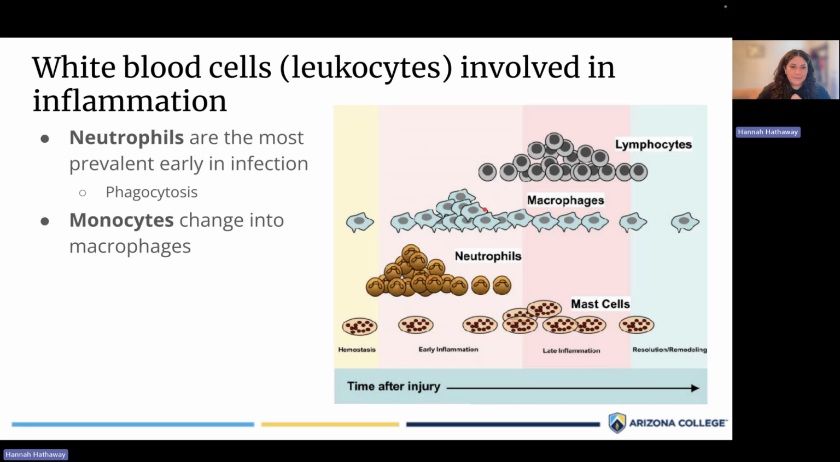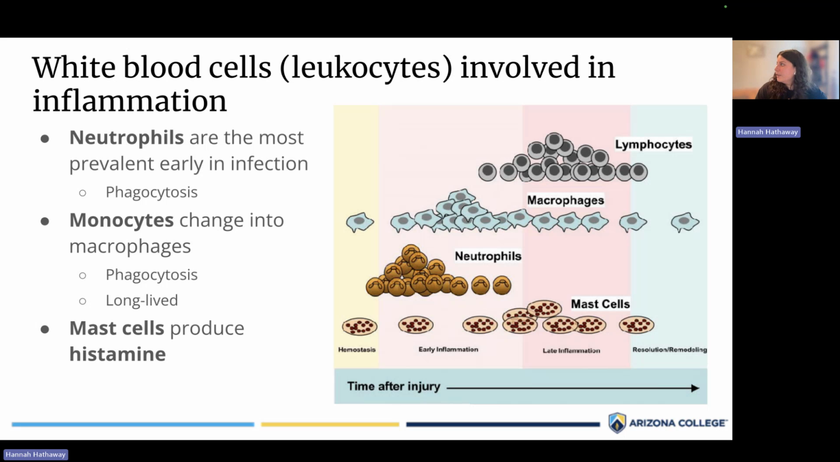The next sort of wave of cells are monocytes, and they change into a different cell type called macrophages. They also do phagocytosis. So first on the job, we have the two phagocytotic cell types. We have neutrophils and then macrophages, which are derived from monocytes. The nice thing about macrophages is they stick around longer than the neutrophils. And then you have another type of cell. This is another example of a type of white blood cell called mast cells, and they produce something called histamine. Histamine is important for just increasing vascular permeability.